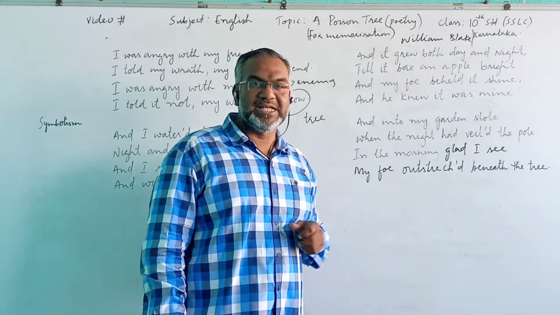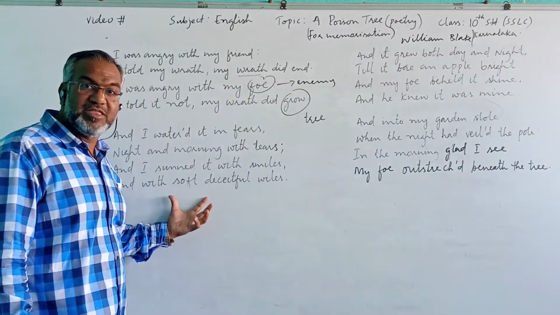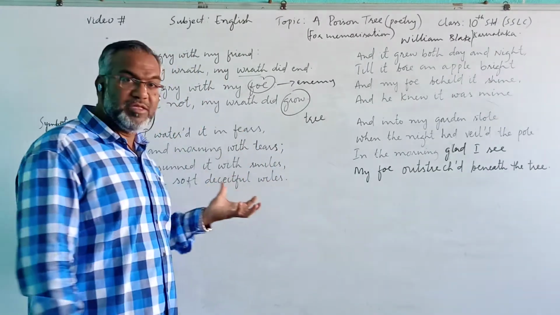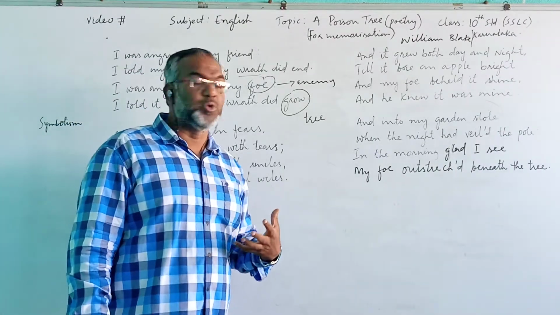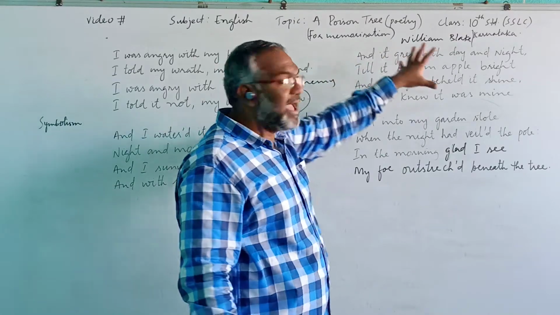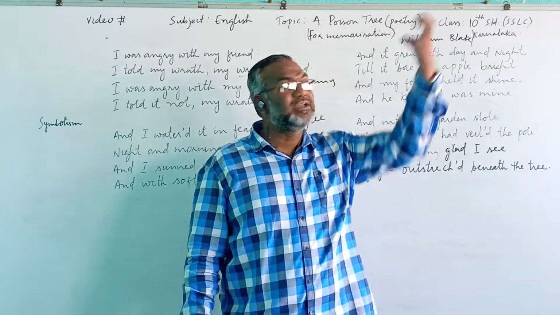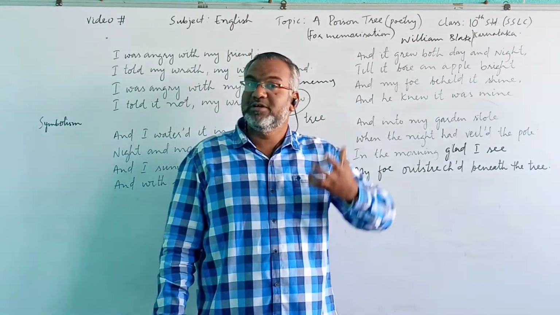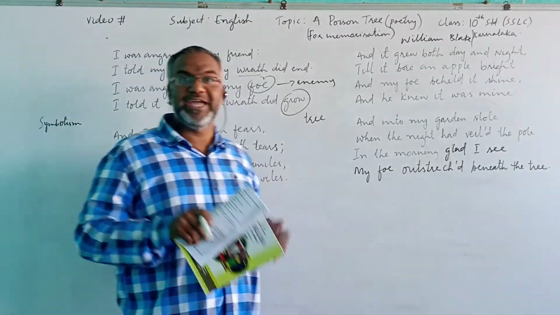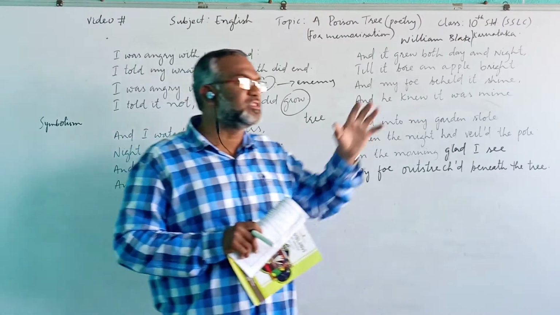Let's come to the next stanza, the third stanza. "And it grew both day and night." Because of all these deceitful wiles, because of all these things, because the speaker allowed the anger to grow, it grew. It here refers to anger. The anger grew day and night, just like a tree on giving water and receiving light and heat from the sun. The tree grows both day and night. In the same way, the anger also grew both day and night. That's why here the poet is comparing the anger with a tree.